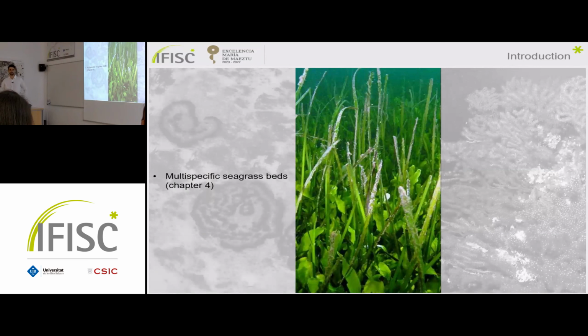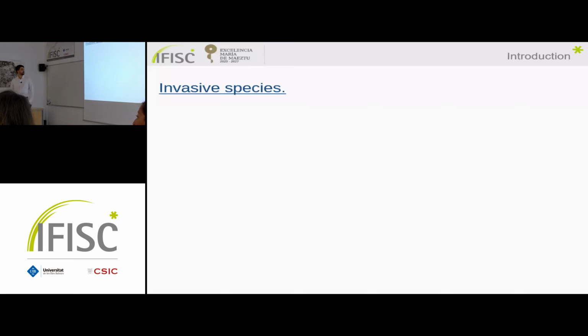Now we go to the second part of this talk about a multispecific seagrass bed. Here we wanted to study interaction between seagrasses because it might be interesting for some kinds of problems. Like invasive species: when a species arrives to a system where there are already some others, the interaction of this species with the native ones is important to understand how the system will evolve. Also, in a global changing scenario, the interaction between species can play an important role.